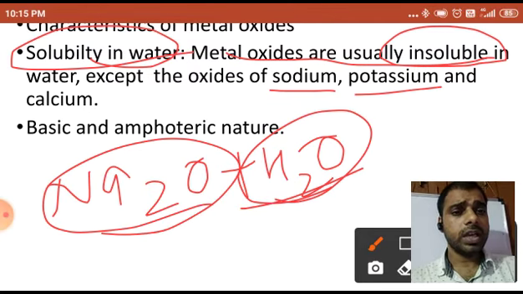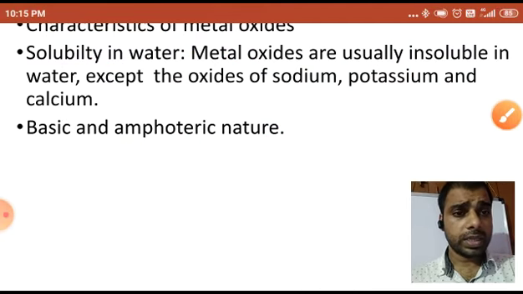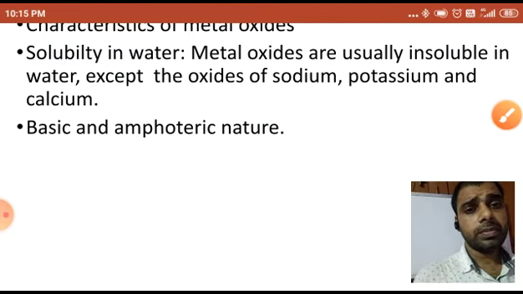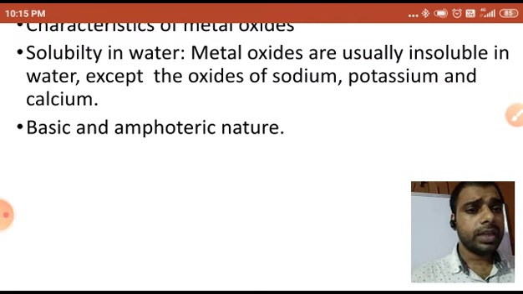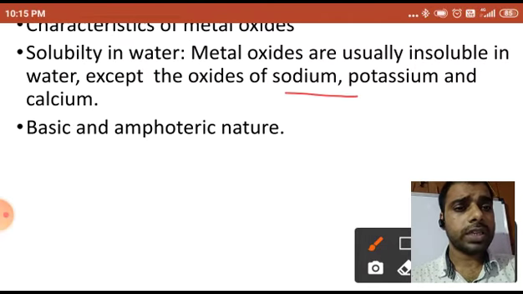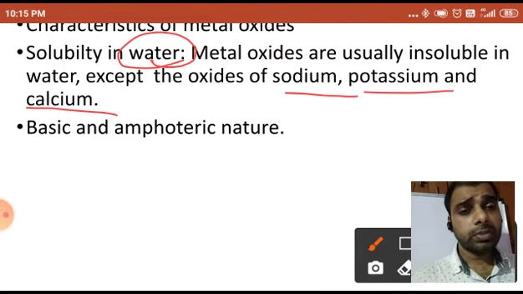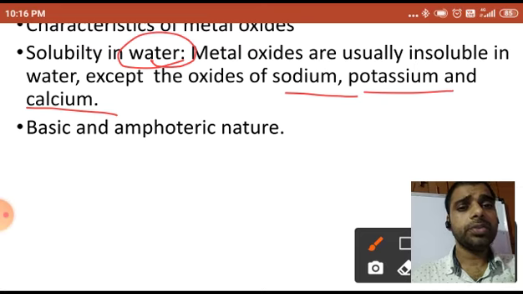So we have to understand that sodium, potassium, calcium, when they form their oxides, sodium oxide, potassium oxide, calcium oxide, they can easily dissolve, they will easily show solubility in water.